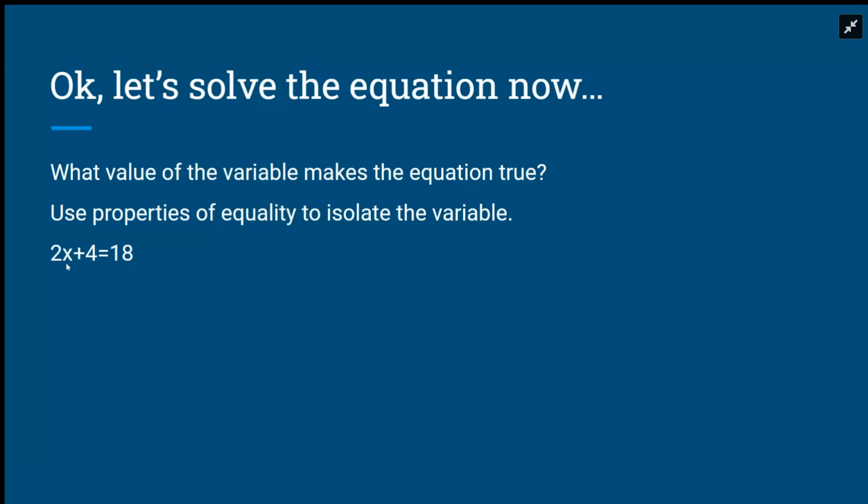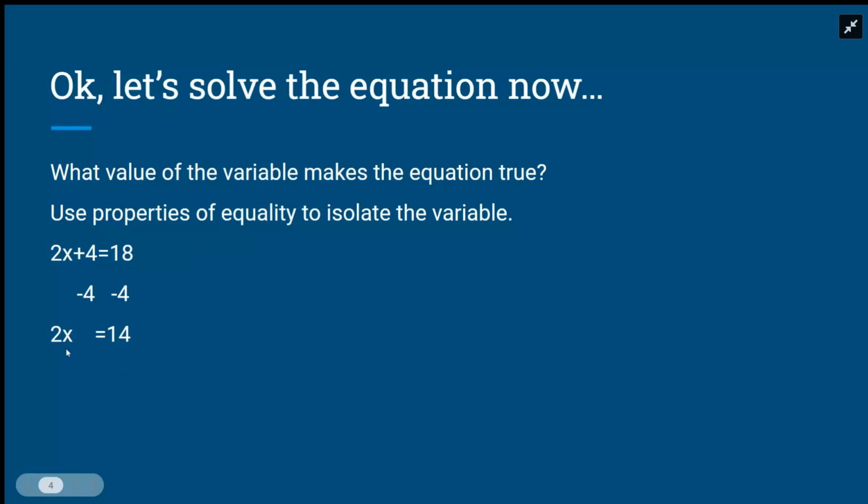So we want to get x by itself, and we see this plus 4 here. Well, we want to do the opposite of plus 4 and subtract 4 from both sides. So if I take 4 away, I'm going to change the amounts, but I'm doing it to both of them. They were equal, so they are equal. 2x is now equal to 14. This is called an equivalent equation. It's not the same equation, but it has the same solution.